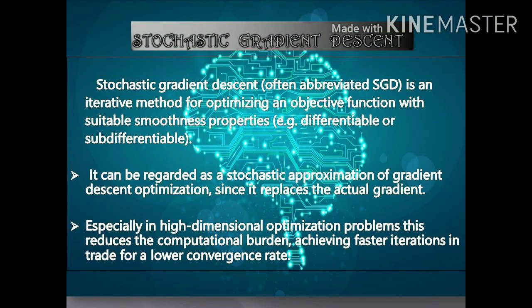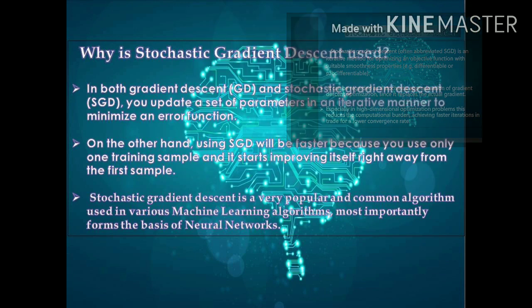Stochastic gradient descent is often abbreviated as SGD. Stochastic gradient descent is an iterative method for optimizing an objective function with suitable smoothness properties, for example, differentiable or subdifferentiable. It can be regarded as a stochastic approximation of gradient descent optimization since it replaces the actual gradient, especially in high dimensional optimization problems. This reduces the computational burden, achieving faster iteration rate for a lower convergence rate.